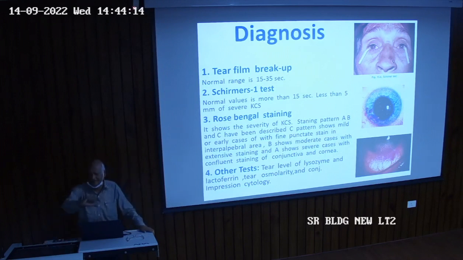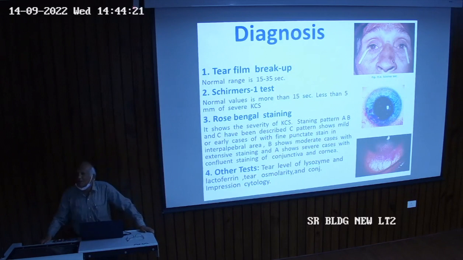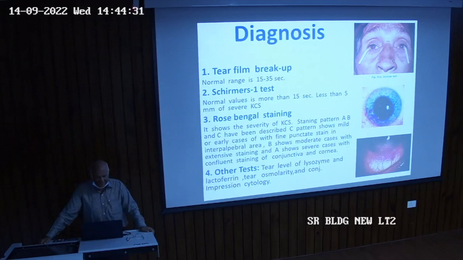Just to see the color of the conjunctiva and the cornea, we can see how the cornea and the conjunctiva are stained. That is the Rose Bengal test. The other tests also include tear lysozyme level, lactoferrin, tear osmolarity, and conjunctival impression cytology. Tear osmolarity, whatever the tears, we can know the concentration: 265 or more than 300, and less than that is dry eye disease.